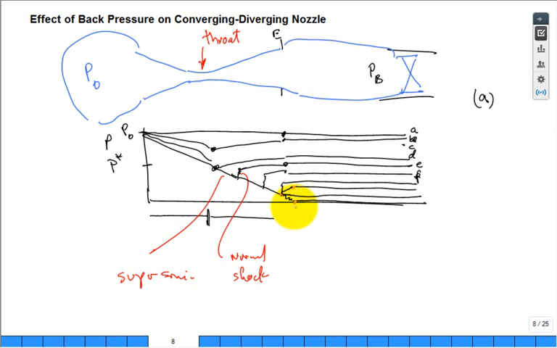Okay, that's a lot of craziness to digest. But the big thing is, if you want the flow to go faster than the speed of sound, you can make it happen with a converging diverging nozzle. And then you have to start worrying about shocks.